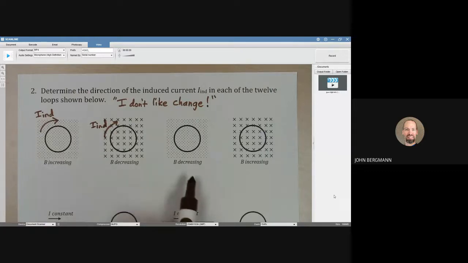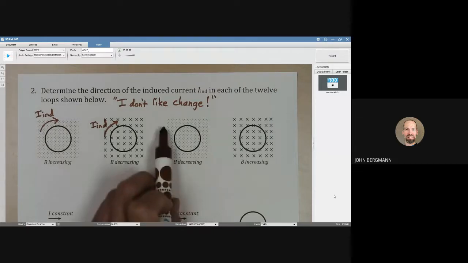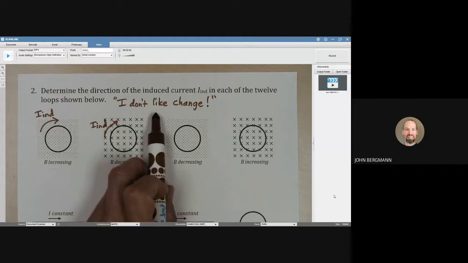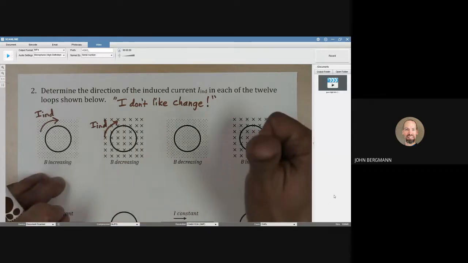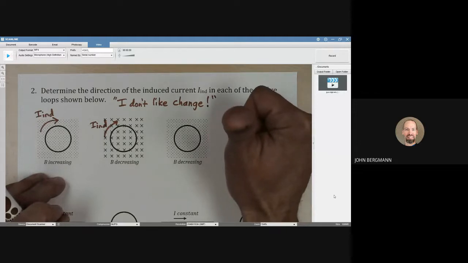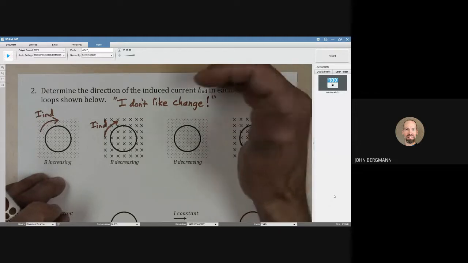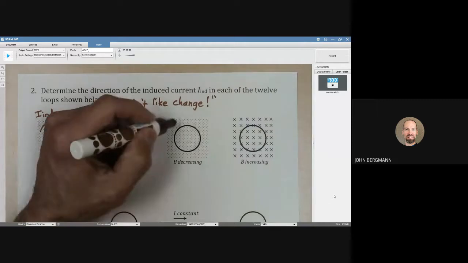How about the next one? Here, the current is coming towards us, but it's continually getting weaker. What does nature say? I don't like change. I don't want it to get weaker. I want it the way it was before. So I'm going to use my thumb and I'm going to try and help. Which way do our fingers curl? Counterclockwise.